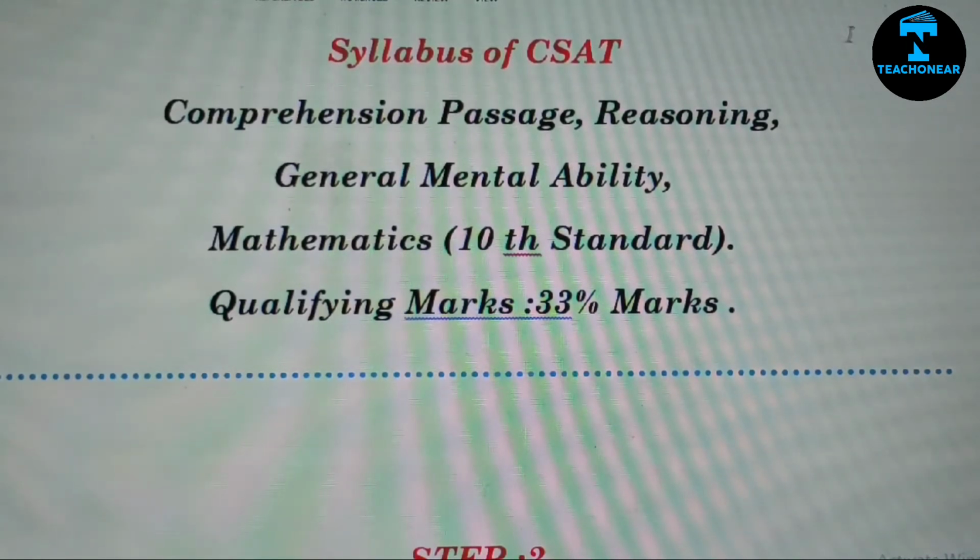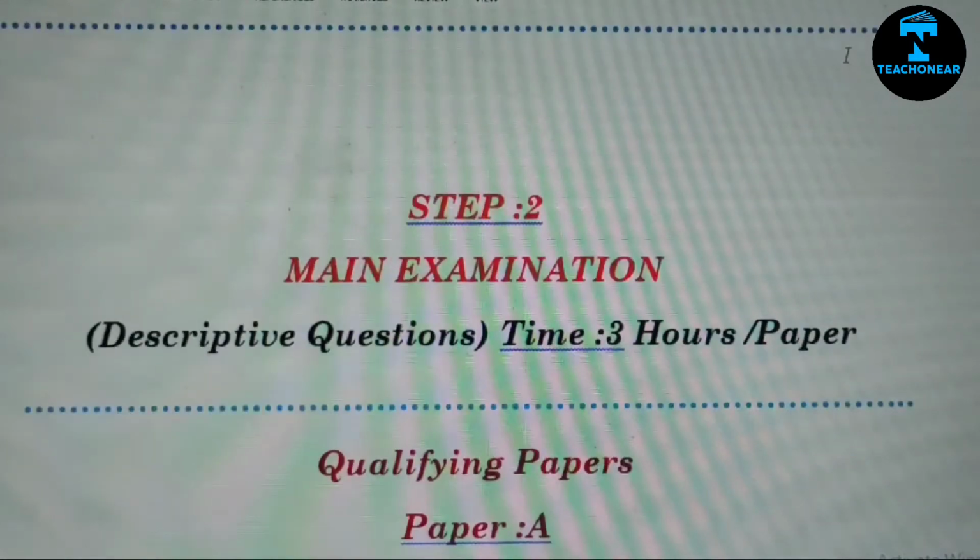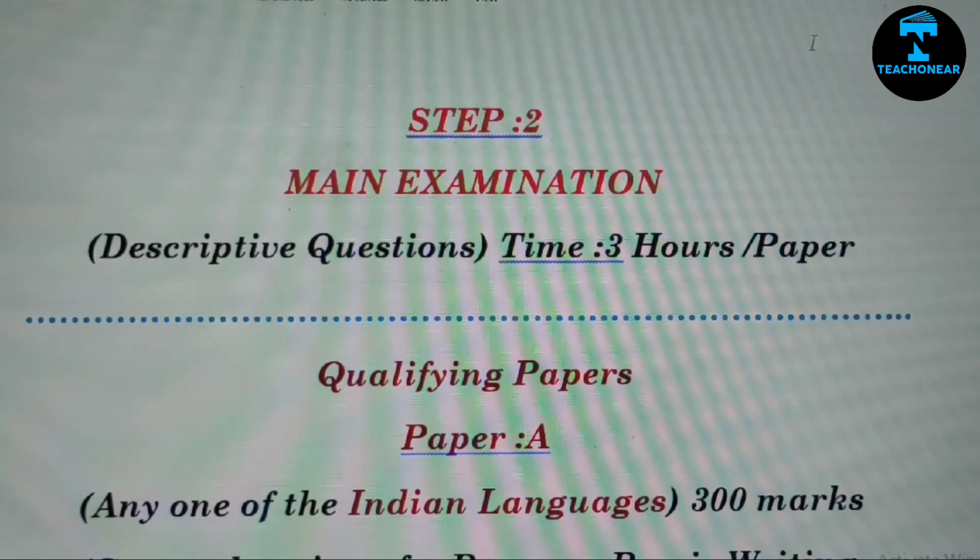So come to the next, that is step 2, that is the main examination. This is purely descriptive questions and answers. In the preliminary exam, the question was an MCQ type question, objective, but in the case of the main exam, this is purely descriptive questions, and the time for each paper is 3 hours. Each paper 3 hours.